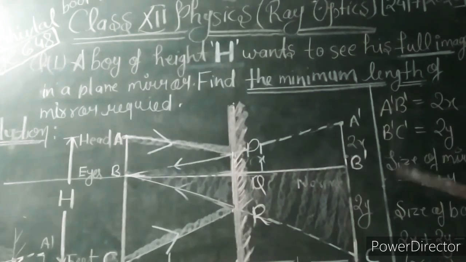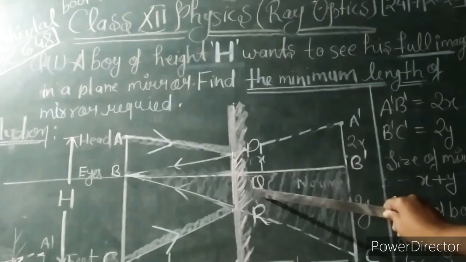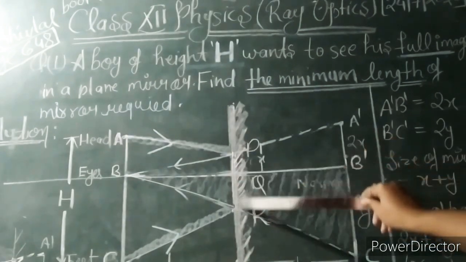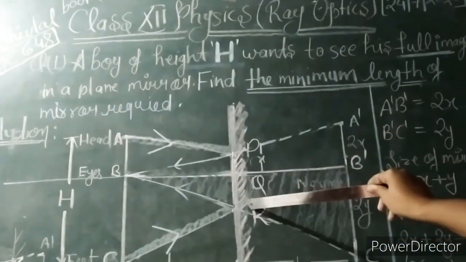Then we will say the size of the mirror is X plus Y. This is the minimum length of the required mirror.